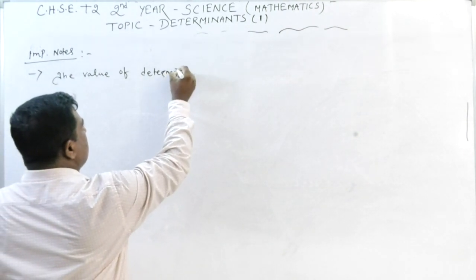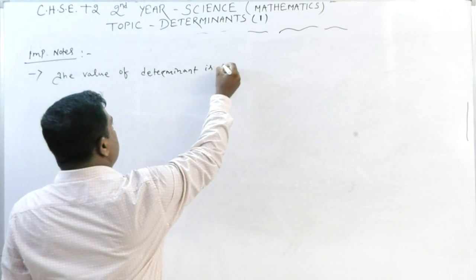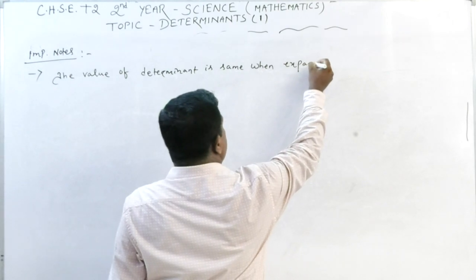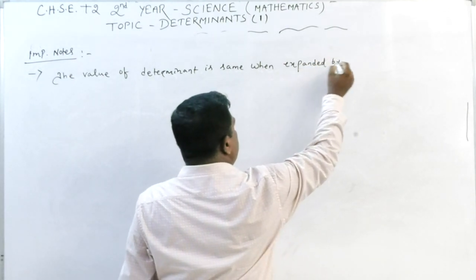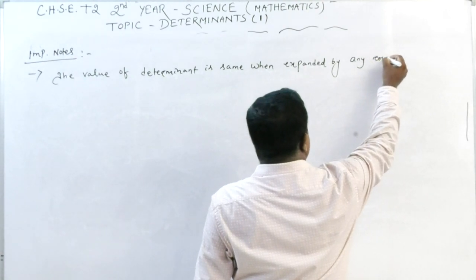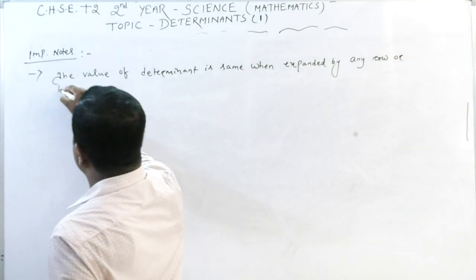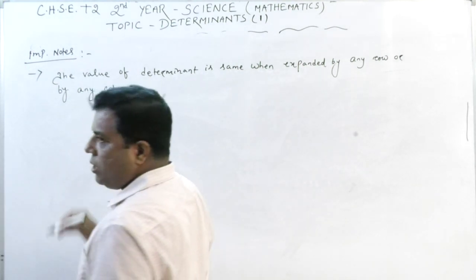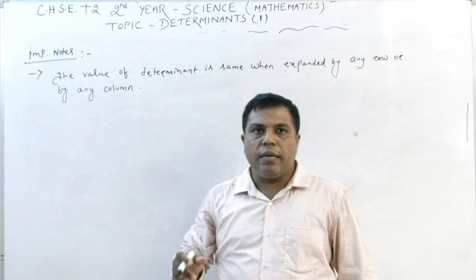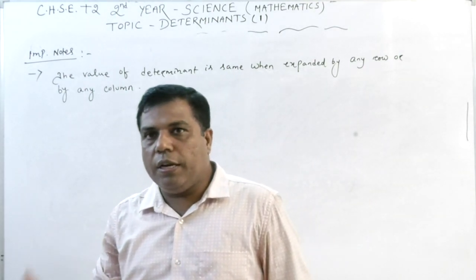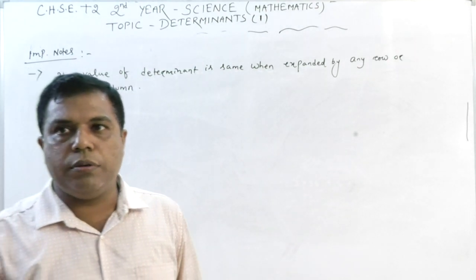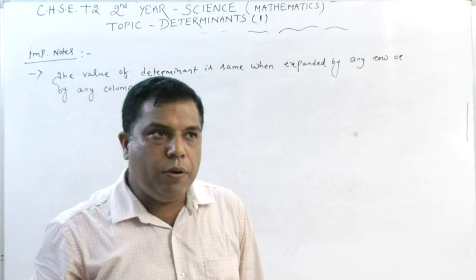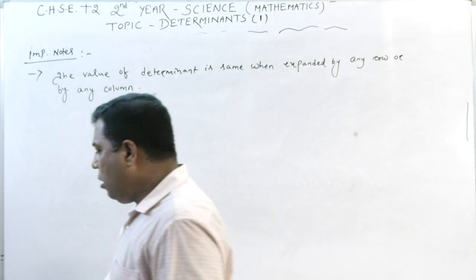Is same when expanded by any row or by any column. Okay, so this is one of the important notes for you, that if you evaluate it either row wise or you start from any row or from any column, whatever your choice is, the value of the determinant always remains the same.